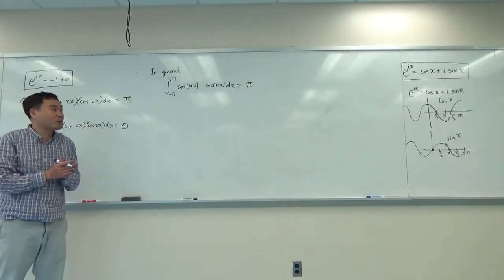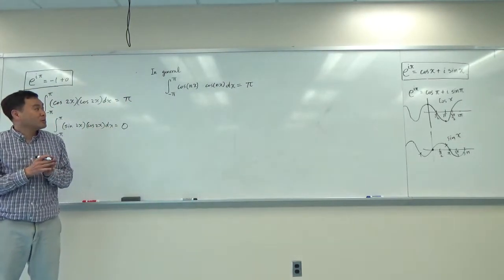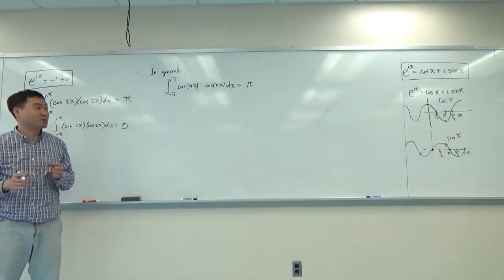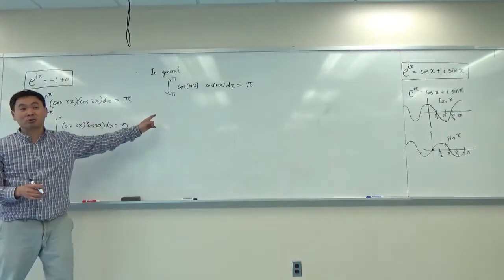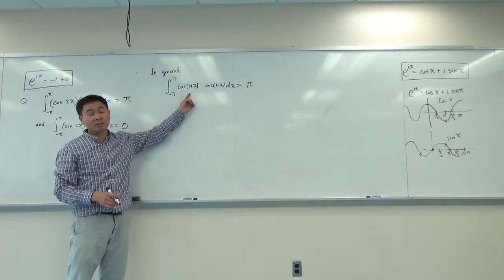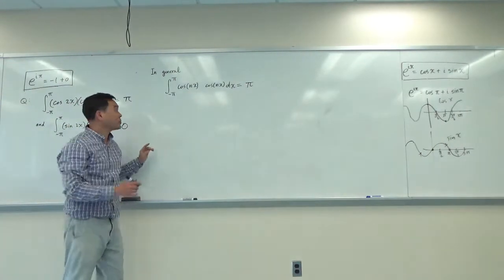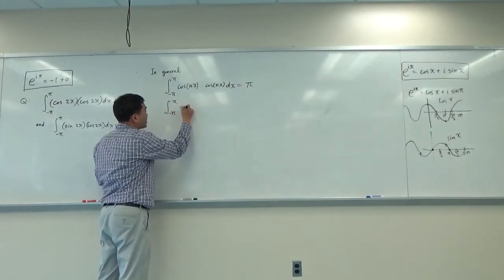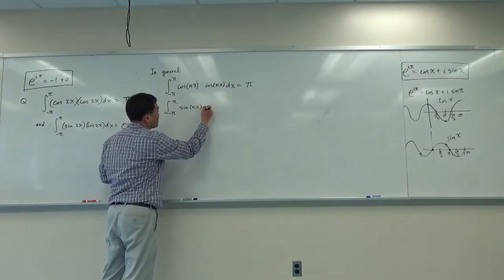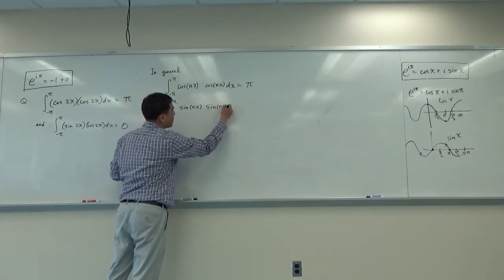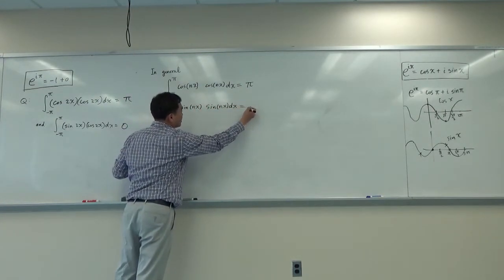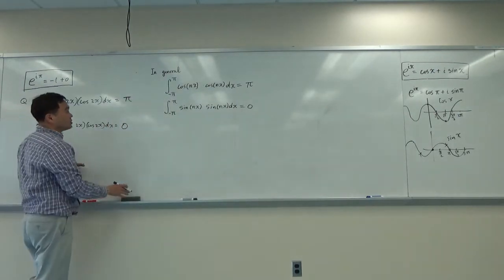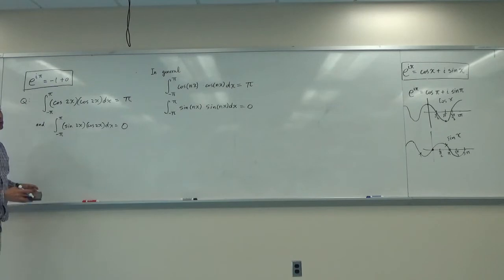As a matter of fact, we could have just done the calculation with n, but that's even more confusing, so I didn't. But you can do the same exact calculation with just a generic integer n, and this is what you're going to get. And in the same way, if you do sine of nx, you're going to get 0.